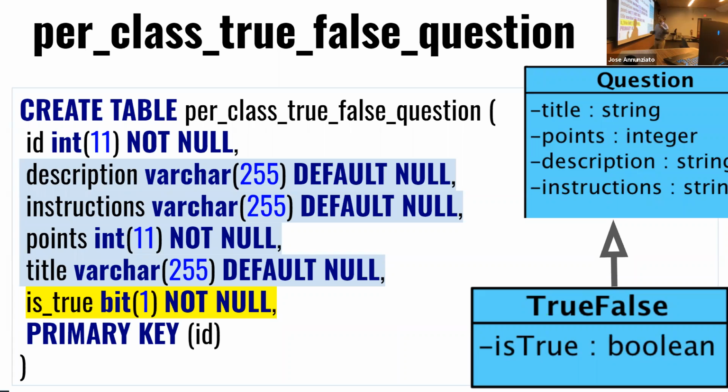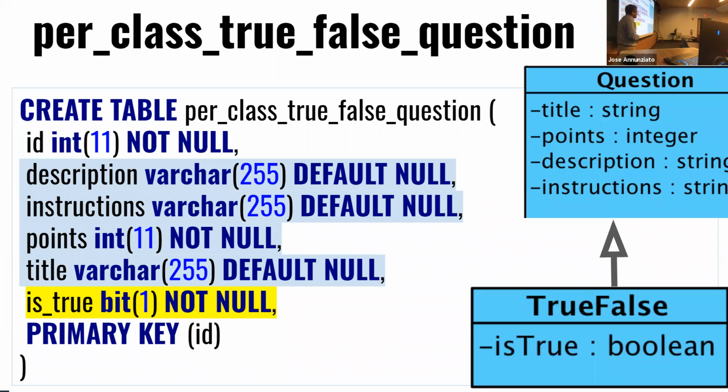So if we're going to insert into the true false, we would insert the description, the instructions, the points, the title, the is true inside of the true false question, as opposed to putting half of the fields in the base class and half of the fields in the true false. It all goes in here. We don't repeat the same information in the parent one. We only store it exactly at the level that you wanted, so it's already there.